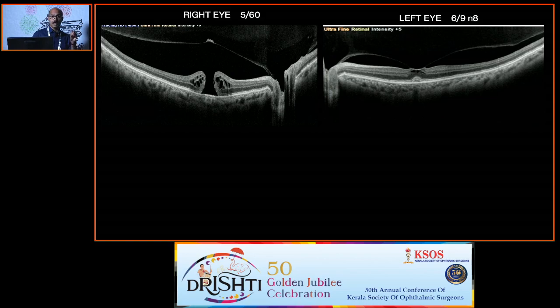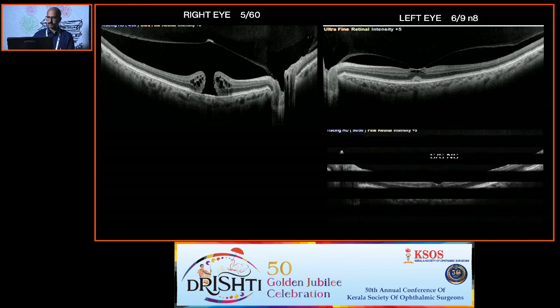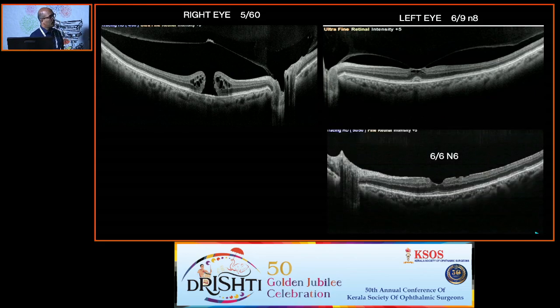But my point is, this is what the patient came for. She had a recent drop in near vision. It is not because of this bigger macular hole; she would have had less vision in this eye for a long time. So I operated the left eye. This is 2 years down, OCT, 6/6 vision with a normal foveal contour.